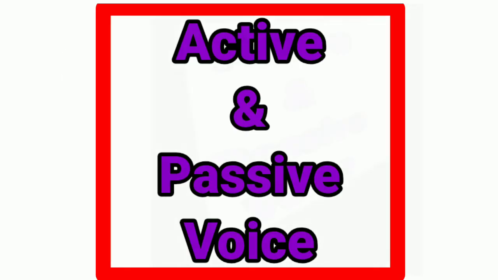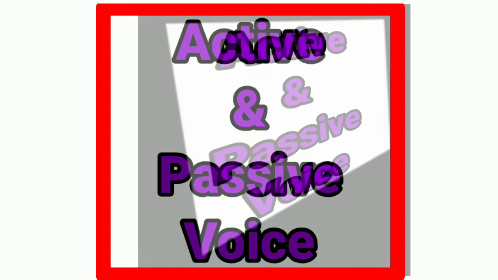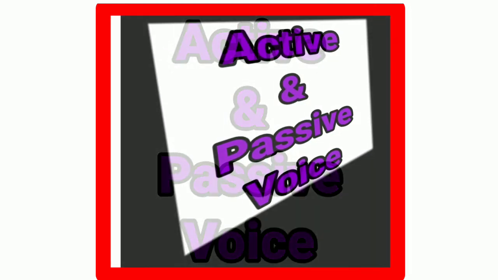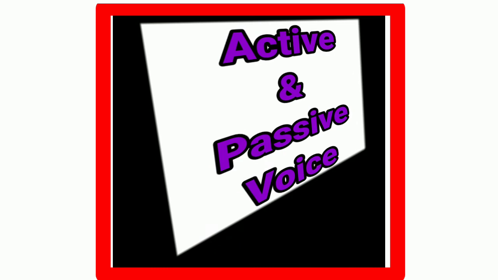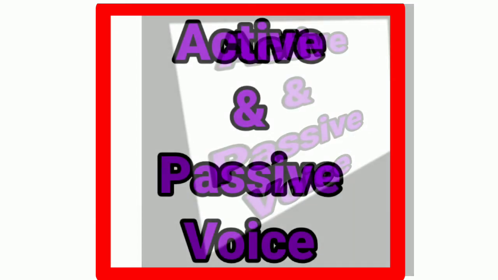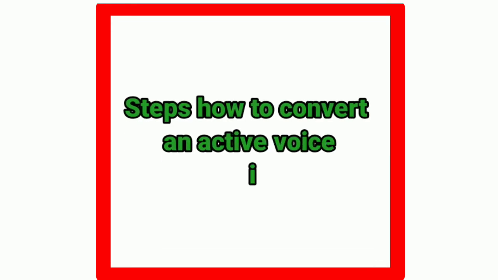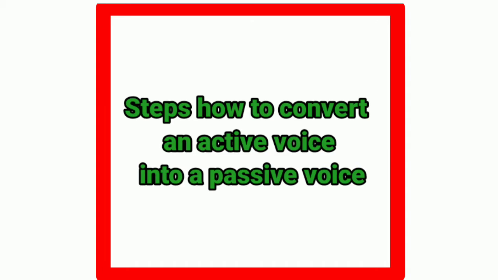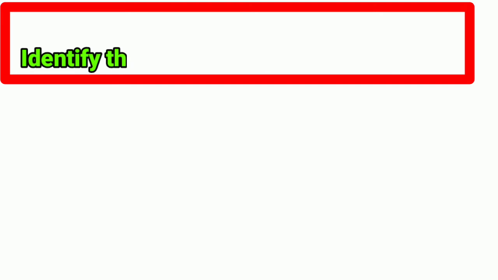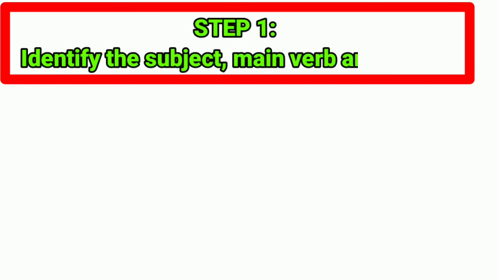So before we start to learn how to convert the sentences in all the three tenses, that is present, past and future tense, from active to passive voice, let's learn the steps of how to convert an active voice into passive voice. So the first step here is to identify the subject, main verb and object of the sentence.